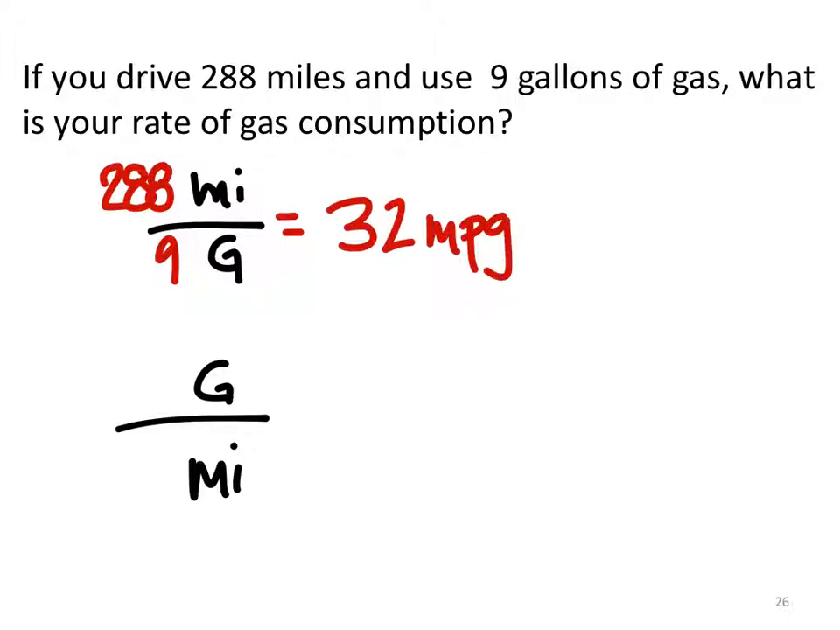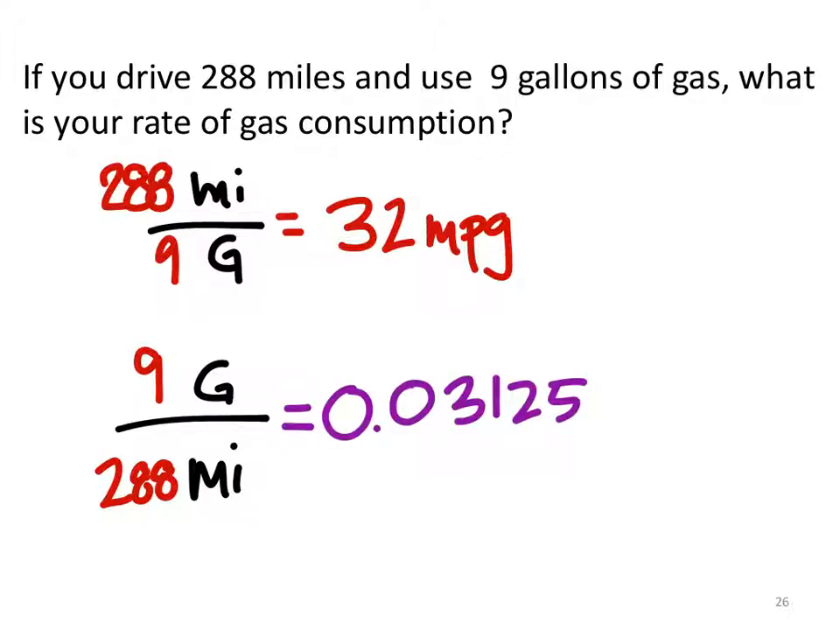Now you guys have seen this, and I don't care if you label it this way, miles per gallon. If you keep it as a fraction, that's fine as well. All I did is plug this into my calculator, and it should give me the answer of 32 miles per gallon. On the other hand, if I did 9 gallons for 288 miles and put this into my calculator, that would be gallons per mile.